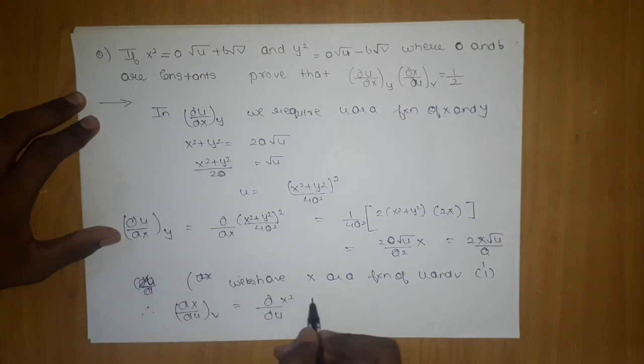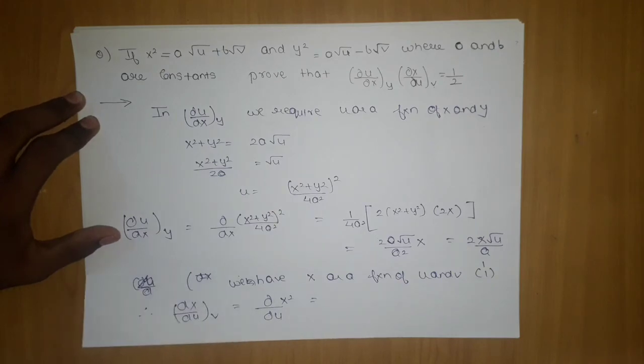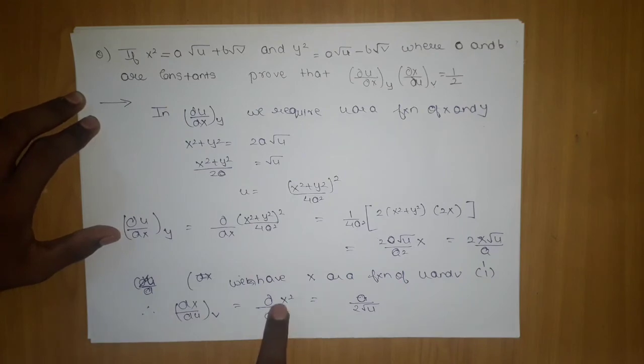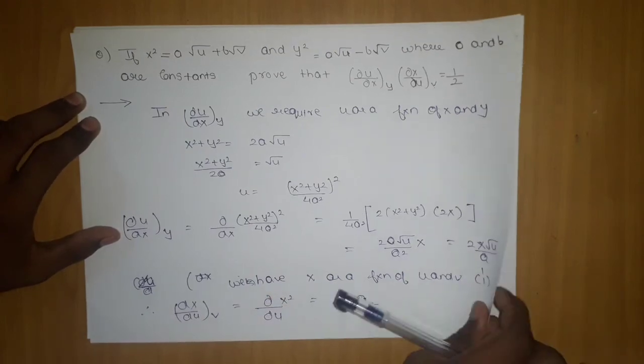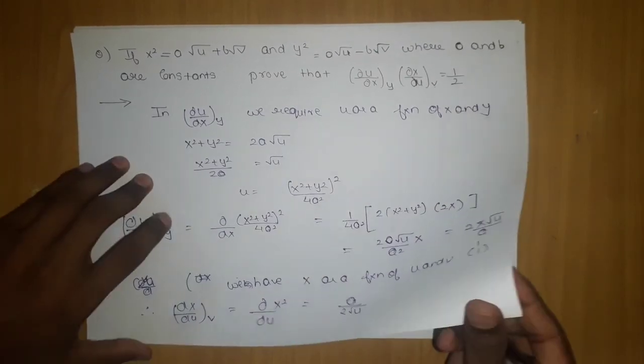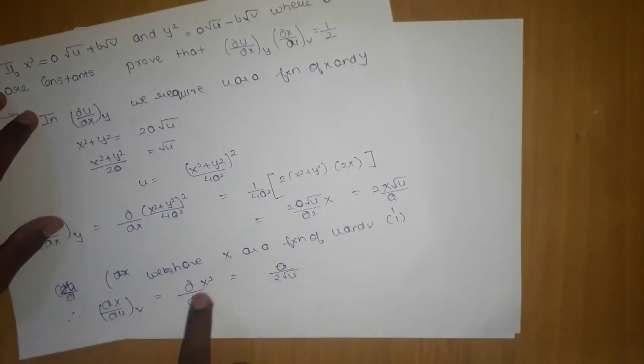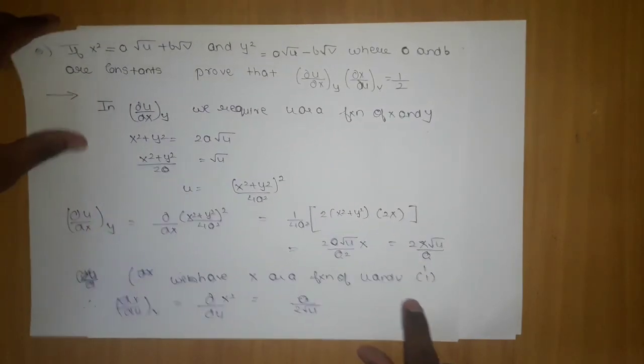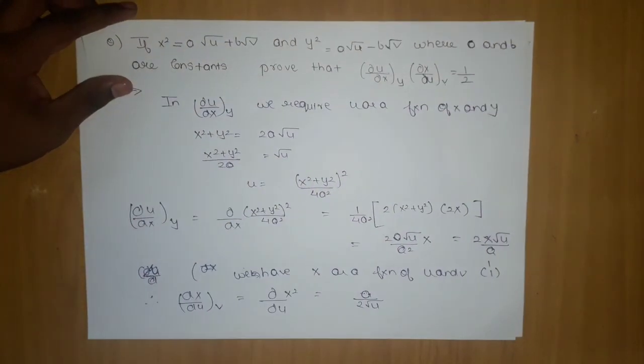x square, which if I differentiate, I'm going to get a by 2 times under root u, and since it is x square, this will also be differentiated. Many children forget this step, that they are not differentiating x, they are differentiating x square.